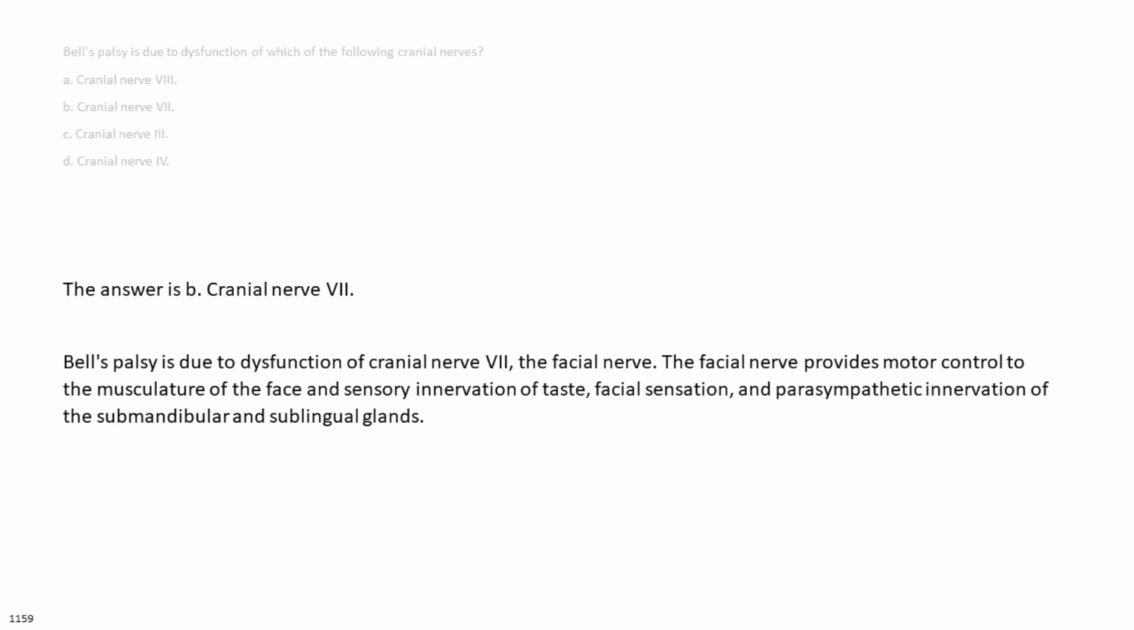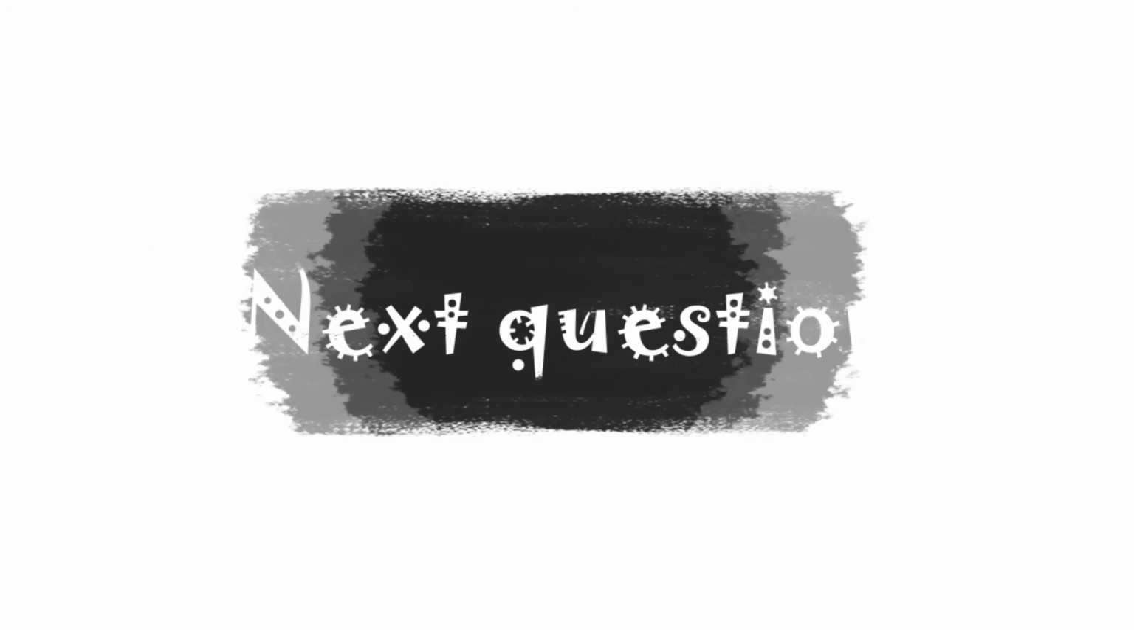The answer is B. Cranial nerve 7. Bell's palsy is due to dysfunction of cranial nerve 7, the facial nerve. The facial nerve provides motor control to the musculature of the face and sensory innervation of taste, facial sensation, and parasympathetic innervation of the submandibular and sublingual glands.